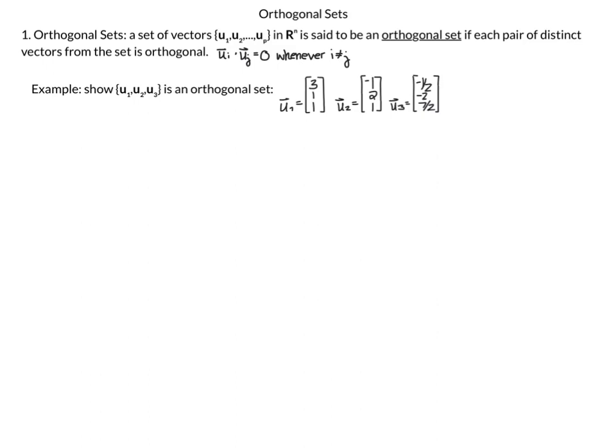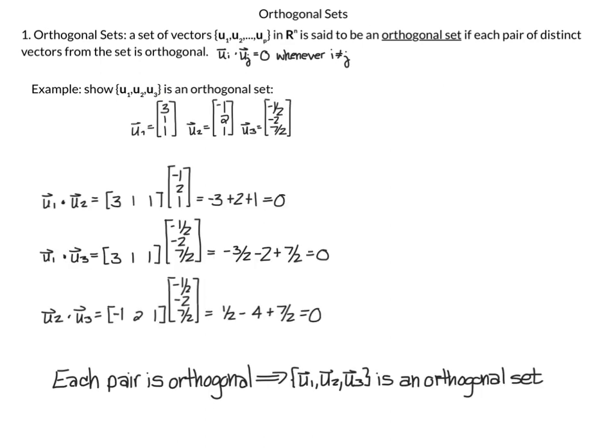Our first example will be to show that the u1, u2, and u3 vectors below form an orthogonal set. I've taken each set of two vectors and dotted them with each other. So I dotted u1 with u2, u1 with u3, and the only other pair is u2 with u3. Remember, we don't have to do u2 dot u1 because the dot product is commutative.